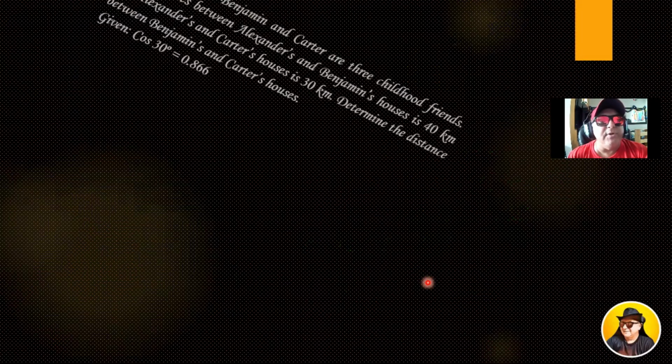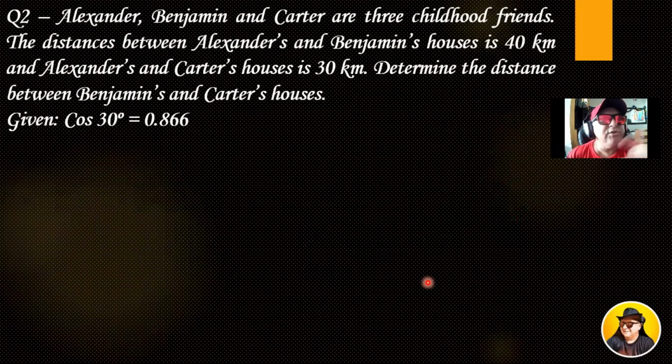Let's see question number 2. Question 2 is: Alexander, Benjamin, and Carter are 3 childhood friends. The distance between Alexander's and Benjamin's houses is 40 kilometers, and Alexander's and Carter's houses is 30 kilometers. Determine the distance between Benjamin's and Carter's houses. Given the cosine of 30 degrees is 0.866.